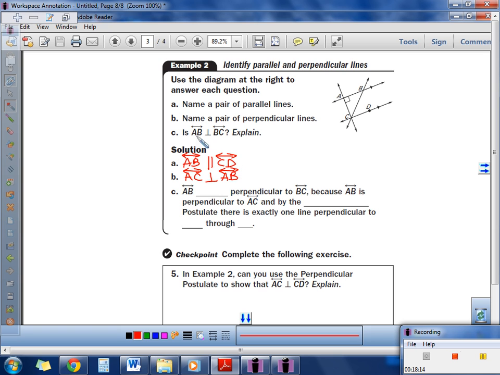Last one. It says, is AB perpendicular to BC? I heard people say no. So once again, AB, BC. Why? They're missing a right angle mark. That's a good response.